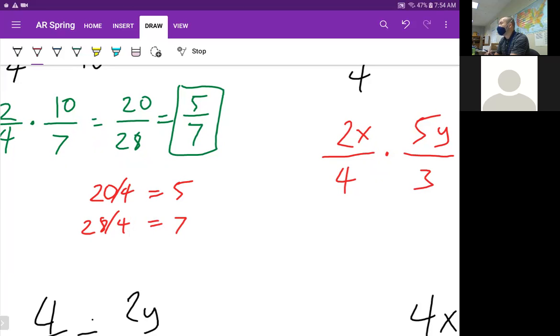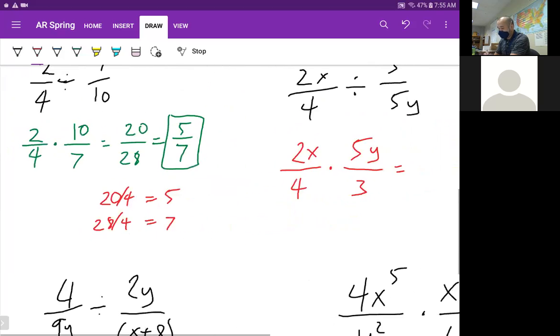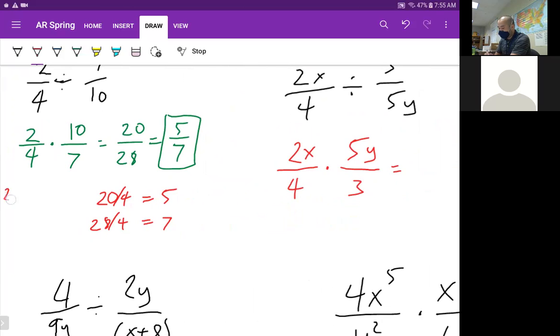Yeah, but why do 4? Because it's faster than doing 2. You could do 2. If you do 20 over 28, you can divide this by 2. And then you have 10 over 14. And then you divide it by 2 again, and it's 5 over 7. Okay, I got you. So it's the same thing. So I need to reduce more and more. Yeah, good question.